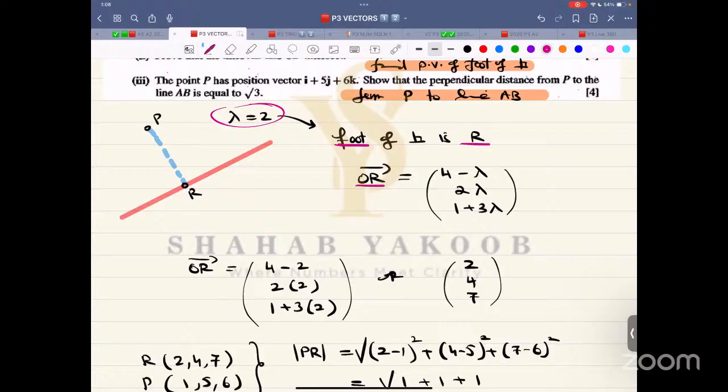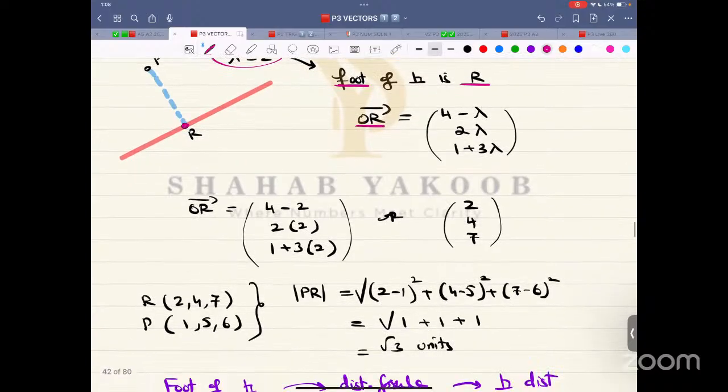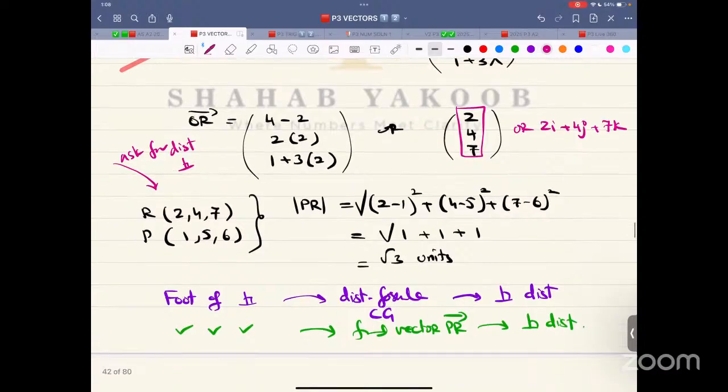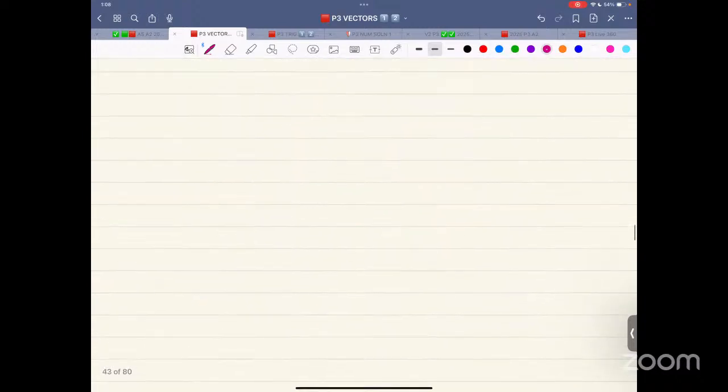So now I'm interested in OR. That comes out to be 2, 4, 7. So over here, OR is 2i plus 4j plus 7k. Now, if they ask for the distance, the perpendicular distance, I have R, I have P, I can use the distance formula, I can find it. Not an issue.